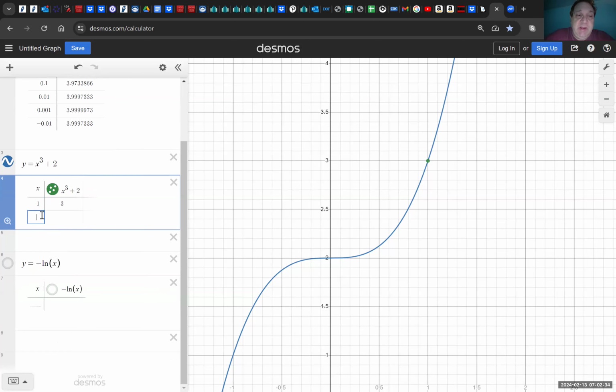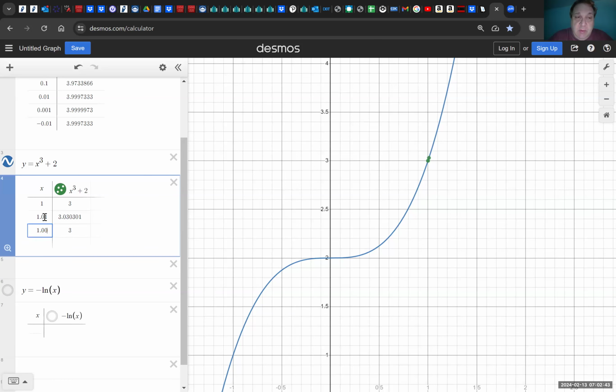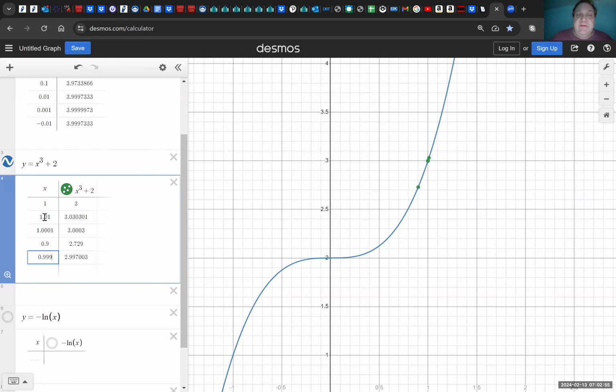All right, once again, we can plug in numbers that are close to 1, like 1.01 or 1.0001, or we can come from the other side. To the left of 1 would be something like 0.9 or 0.999, and you can get the idea from the data. In fact, it's equal to 3.